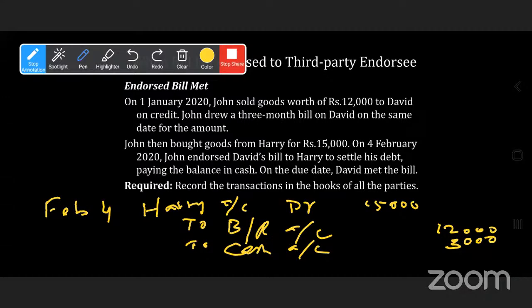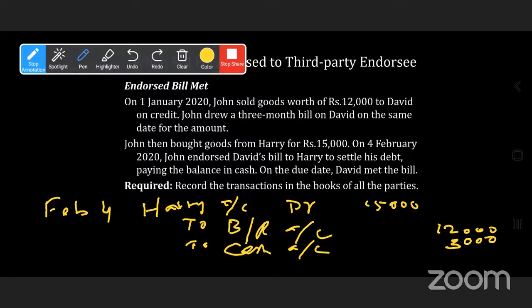Excuse me, ma'am. Is it not mandatory to pass the entry of purchases? It is not mandatory because the date was not mentioned here. So you can write the journal entry on February 4th as he has settled the amount. You do not know on which day it was bought, but on 4th February 2020, John endorsed David's bill, so you have to give an entry on February 4th. Ma'am, bills receivable account 12,000 and cash account 3,000.